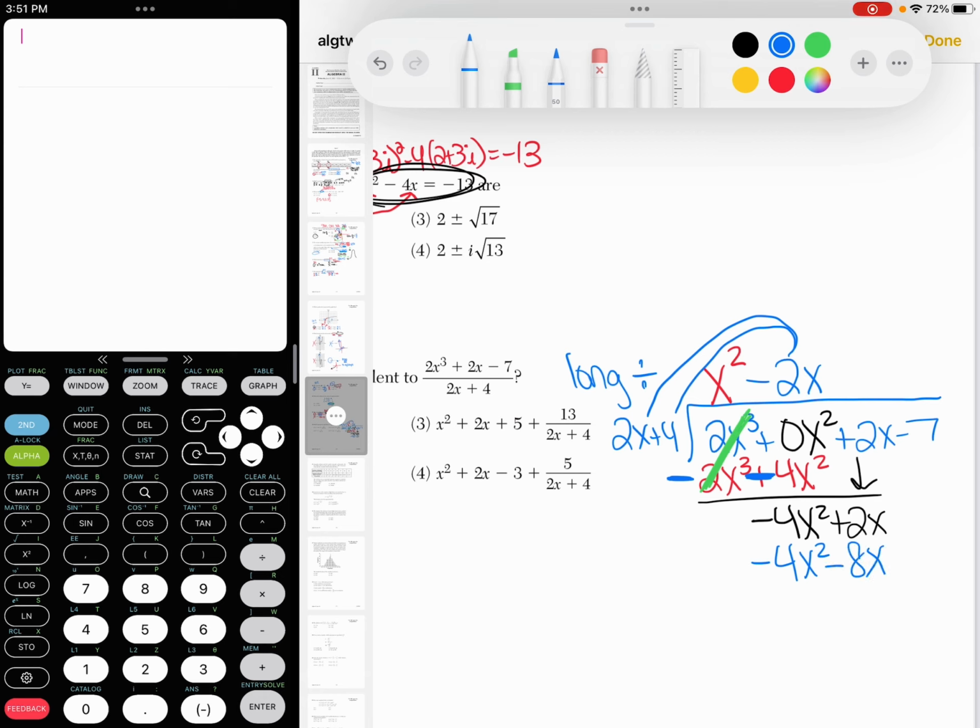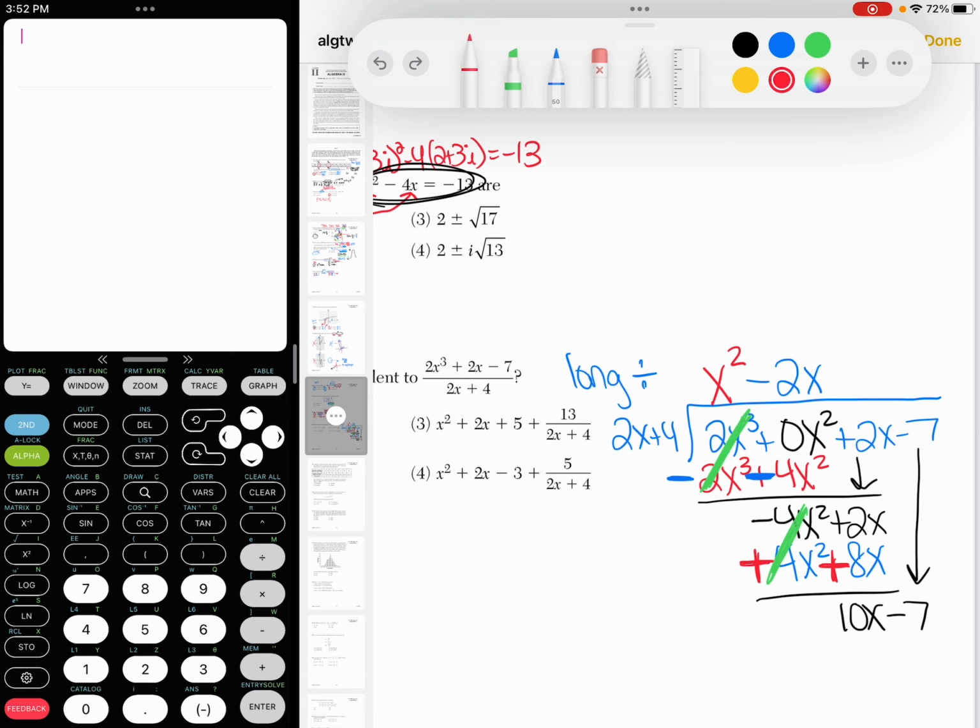But again, I am subtracting this whole row. So if I'm subtracting that row, I'm going to have to change those signs. They're already minuses, so it's like minus a negative, which turns into a positive. Now the goal was to get these to cancel, and they do. And then 2x plus 8x is going to get me 10x. Now I'm going to rinse and repeat, do the same process again, bringing down that negative 7. Since there's no other term after the negative 7, that tells me that this is going to be my final round.